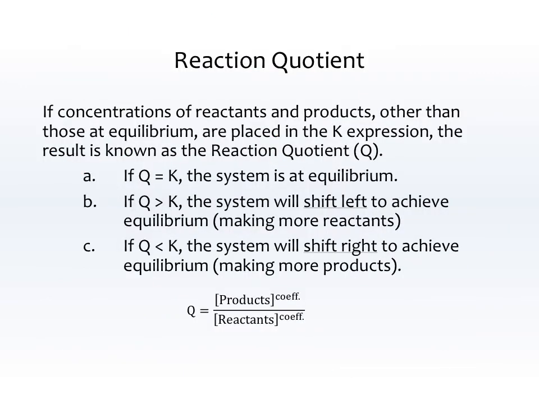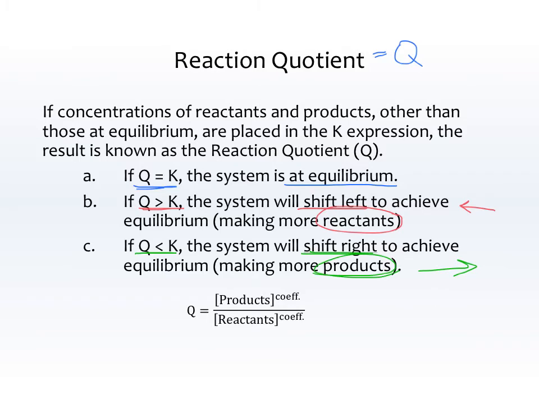Now let's look at the reaction quotient, otherwise known as Q. If the concentrations of reactants and products other than those at equilibrium are placed in the K expression, the result is known as the reaction quotient, or Q. So if Q and K are the same thing, the system is at equilibrium. If Q is greater than K, the system will shift left to achieve equilibrium, making more reactants. And if Q is less than K, the system will shift right to achieve equilibrium, making more products.